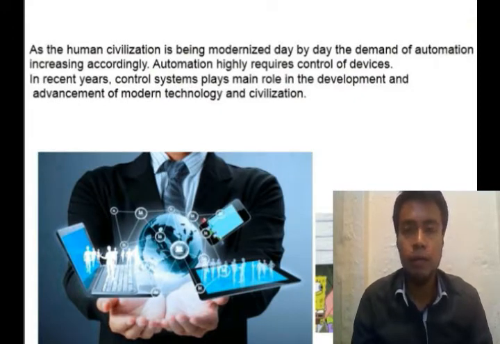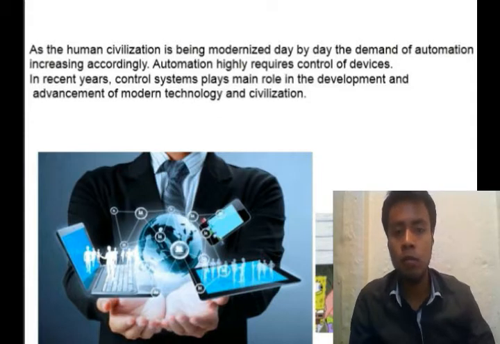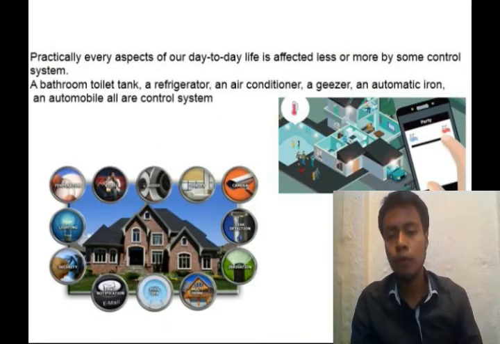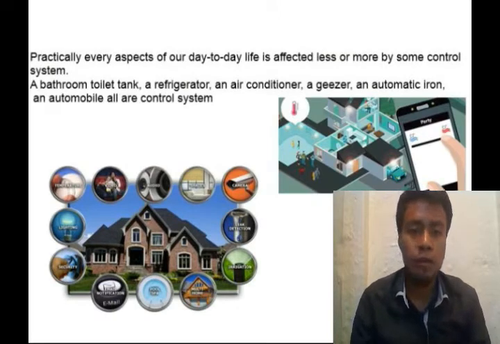As human civilization is being modernized, day by day the demand for automation is increasing. Accordingly, automation heavily requires control of devices. In recent years, control systems play a main role in the development and advance of modern technology and civilization. Practically every aspect of our day-to-day life is affected, more or less, by some control system.